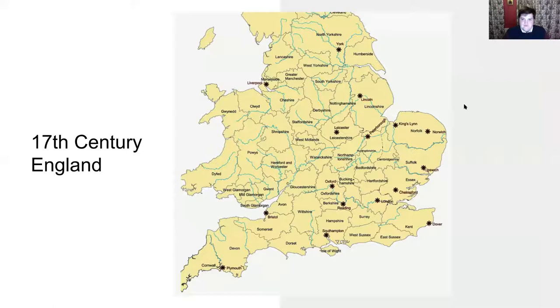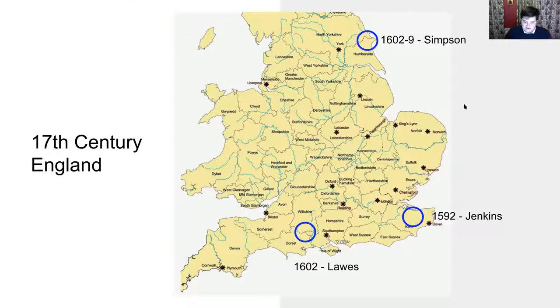So here we have a map of England and its counties as they were in the 17th century. My three chosen composers were all born around the turn of the 17th century. We have John Jenkins, who was born in 1592 in Maidstone, Kent. William Laws, who was born in 1602 in Salisbury, Wiltshire. And Christopher Simpson, who is believed to have been born sometime between 1602 and 1609 in Egerton, North Yorkshire.